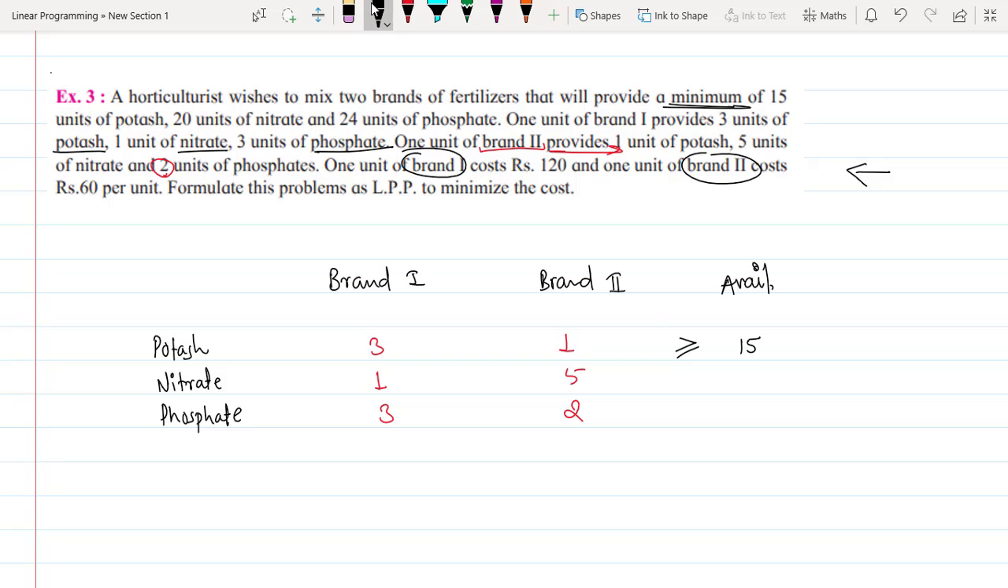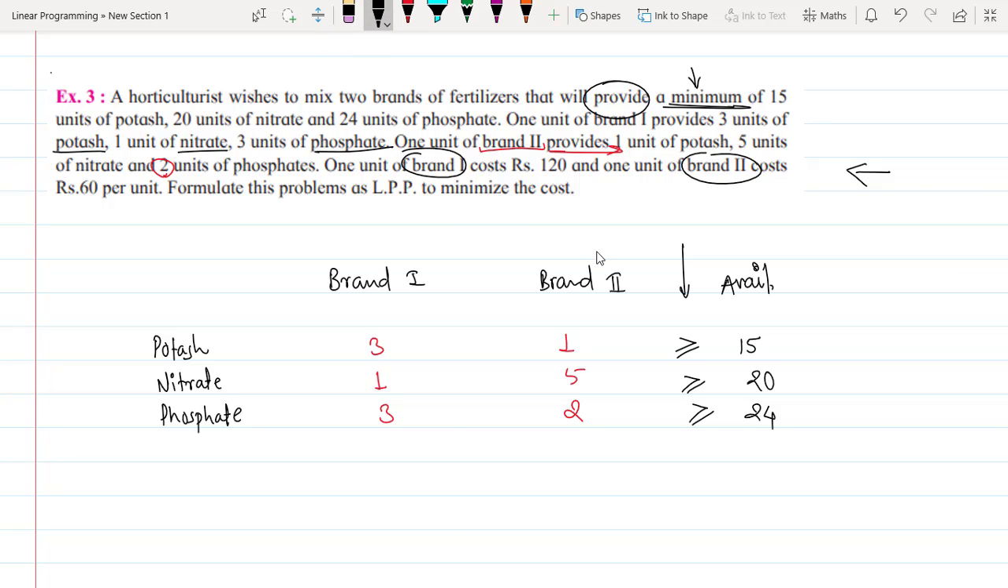What about the next step? So the minimum is 20 units of nitrate and 24 units of phosphate. So for all you will get the greater than or equals to sign. I hope you are understanding why I have given the greater than or equals to sign, because the horticulture mixes 2 brands that will provide a minimum. If it is giving a minimum of 15, then at most how much? Of course it will give me 15 or more than 15. That's why I have written the constraints like this. Great. So once you get this, half of the task is done.